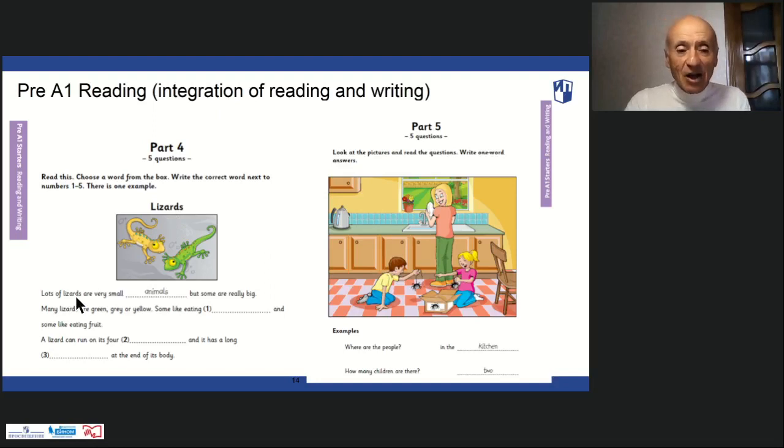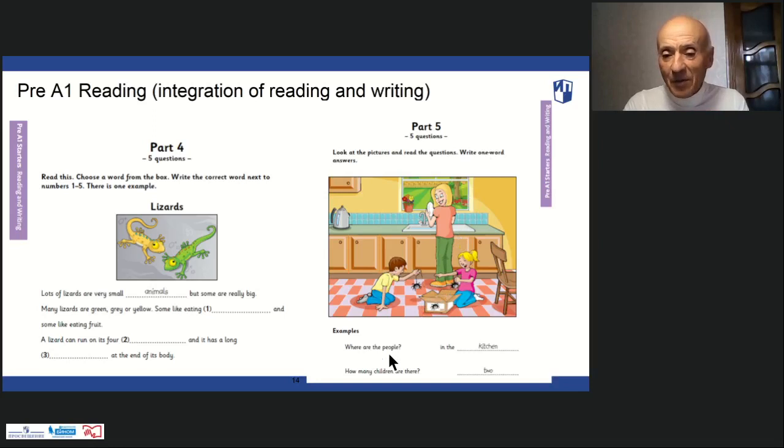Lizards. Lots of lizards are very small animals, but some are really big. Many lizards are green, gray, or yellow. Some like eating. What do they like eating? We have to choose a word from the box, and so on. Now, part 5. Again, 5 questions. Look at the pictures and read the questions. Write 1-word answers.